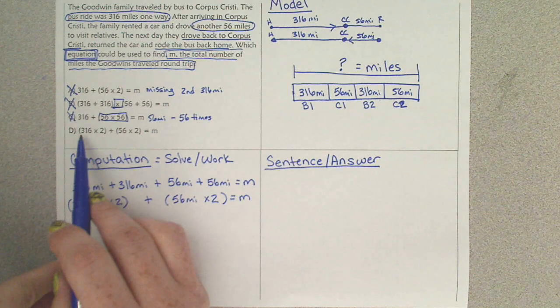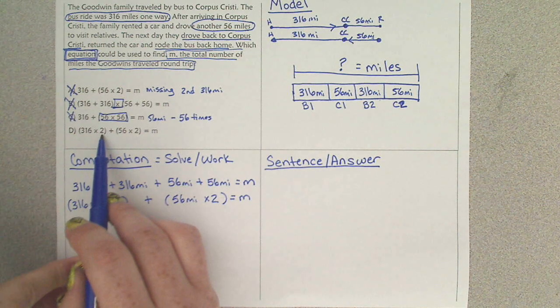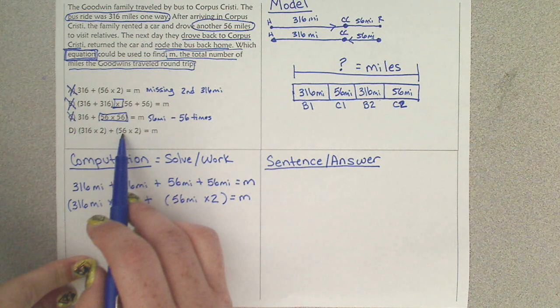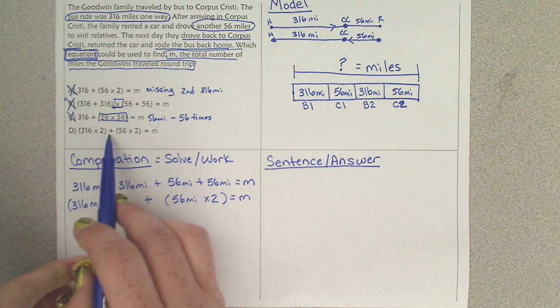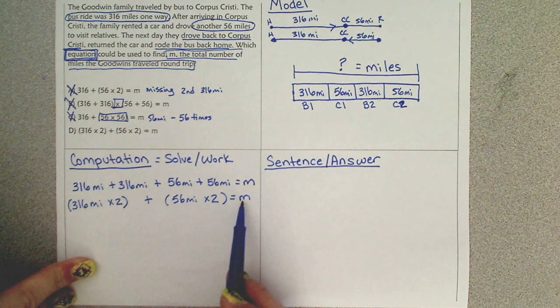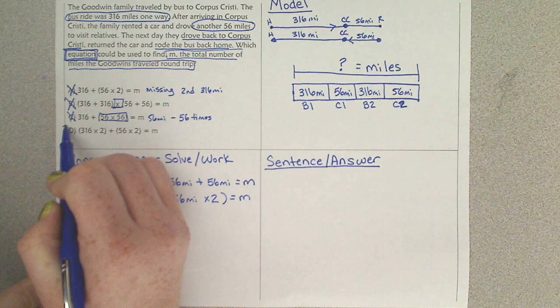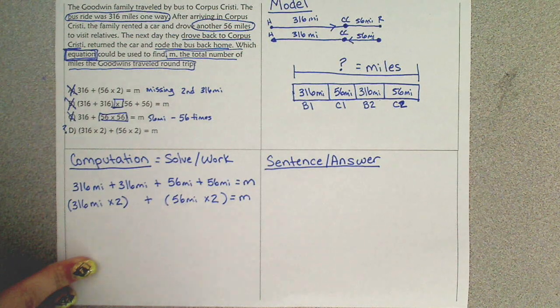This last one says that they drove 316 miles 2 times. They drove 56 miles 2 times, and they're adding those two together. And if you look down here, that's exactly what we came up with. You never just automatically circle an answer without double checking everything. You have to make sure that it makes sense.